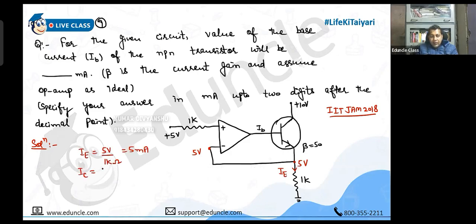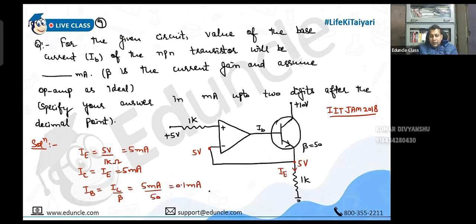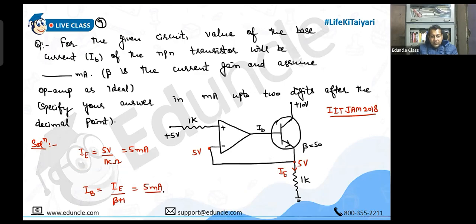So the same will be the value of IC, and we know that IB is IC by beta. So it will be 5 milliampere by 50, that is 0.1. If we want to find it completely, IB will be IE by beta plus 1, so no need to write IC. Then by 51, that will give you the exact one. Because IE is IB plus IC, so it is beta plus 1 times IB. From there I got this formula.